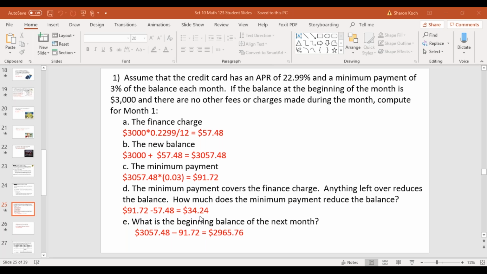Even though it looks like you're paying $90 and you think your balance is going to go down by about $90, remember, you have to pay that finance charge first. So it does pay to make as much payment as you possibly can. So what is going to be the new balance? So we're going to take that new balance here minus my payment. And so the carryover balance for the next month is $2,965.76. So it really didn't get reduced that much.